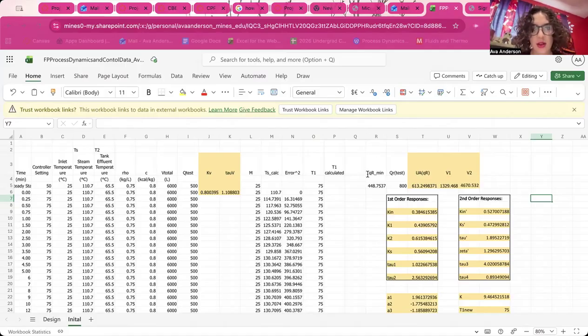The model was then scaled because we start with the initial conditions, the lower flow, and now we're scaling up to 500 liters per minute, and the parameters were adjusted proportionally to flow rate, resulting in reduced dynamic response times. The required steam temperature to achieve the desired outlet temperature of 75 degrees Celsius from an inlet temperature of 25 degrees Celsius, TS, ended up being 110.7 degrees Celsius.